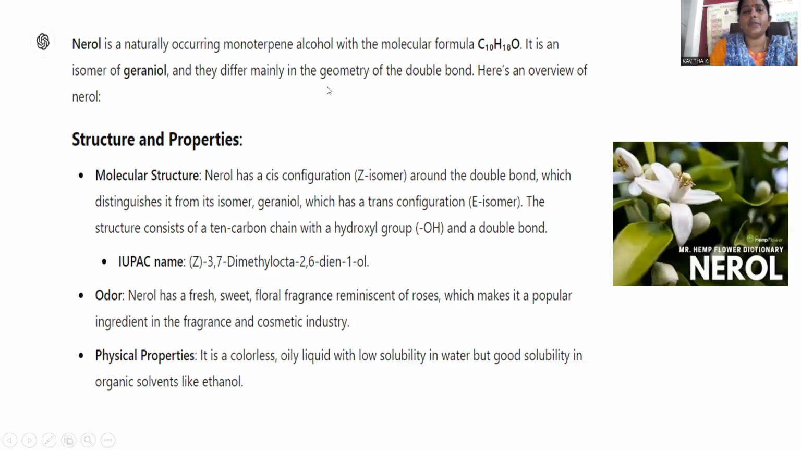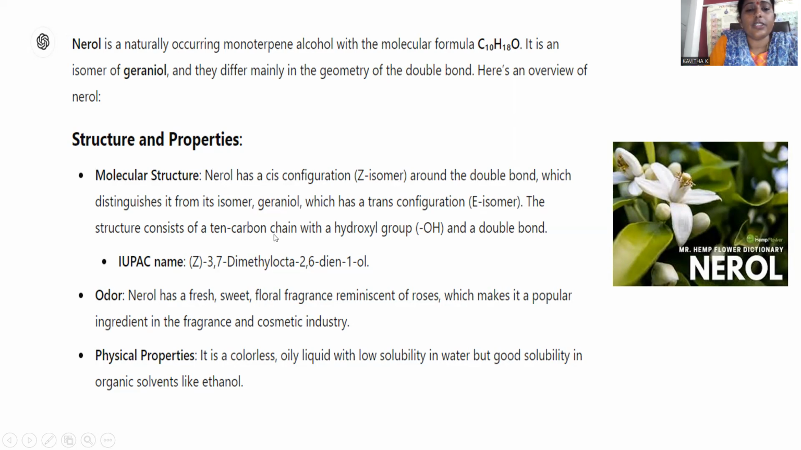So here geometry means the orientation of the functional group will differ around the double bond. If the double bond orientation changes, geometrical isomerism is possible. Here is an overview of nerol. Molecular structure: nerol is a cis isomer. Cis, or Z configuration, means that around the double bond two similar groups are located on the same side. It is distinguished from the isomer geraniol. Geraniol is the trans isomer, which we can also notice as the E isomer.